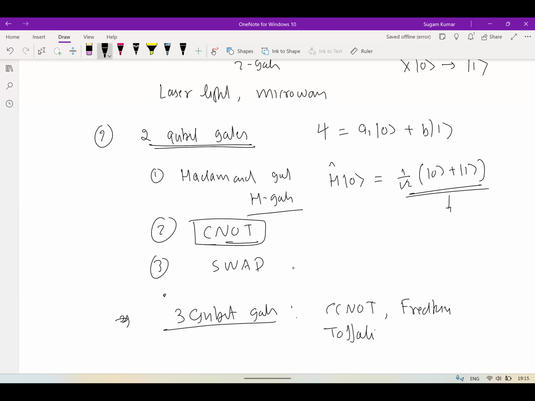Particularly the CNOT gate is very important, because I will tell you in detail later on that if I use the Hadamard and CNOT in combination, then it is going to give me entanglement. So if I want to create entanglement, it can be done by applying a Hadamard gate and the CNOT gate in sequence.